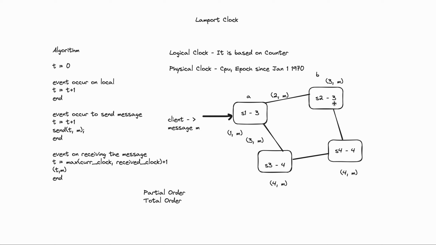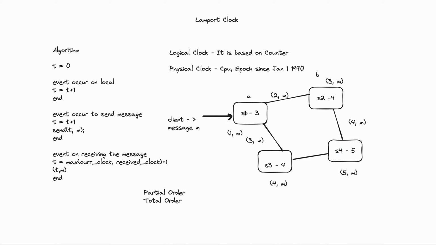So here one more change. When the message is sent from this machine, the counter becomes 4 and it will be 4 comma m, and here it will be 5 comma m. So it was a little bit of a mistake, and here the updated counter is 5.